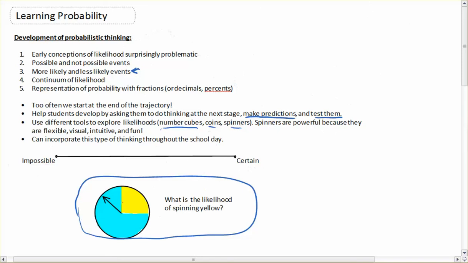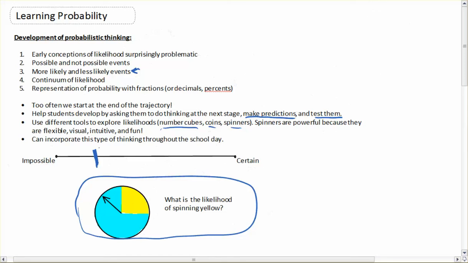it's a very flexible thing. I could have colored any amount of blue and yellow and asked this question, what's the likelihood of spinning yellow? It's a very visual thing. We can look at it and get a sense of it, and students intuitively tend to understand spinners and say, what's the likelihood of spinning yellow? Well, that's closer down towards the impossible range than it is towards the certain range, because when I spin it, there's a smaller space for yellow. And they can have fun actually spinning things around and testing out probabilities.